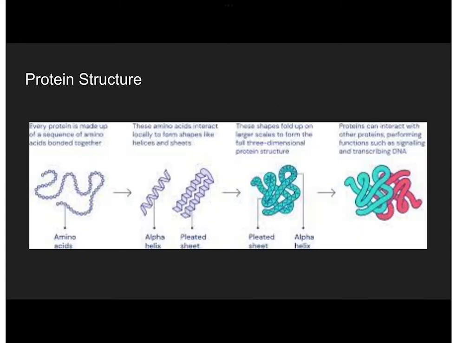So just to give you an idea of what protein structure is like, you start off with your sequence of amino acids, then they start forming their shapes. I've given you an example of the helix shape, the coils, and then the sheet shape. It's called a pleated sheet. You can see the accordion. And then in different parts of the protein, they'll have these different shapes, and so they'll fold up on a much larger scale to get a full 3D structure, like the third picture here. And then they will perform their function.